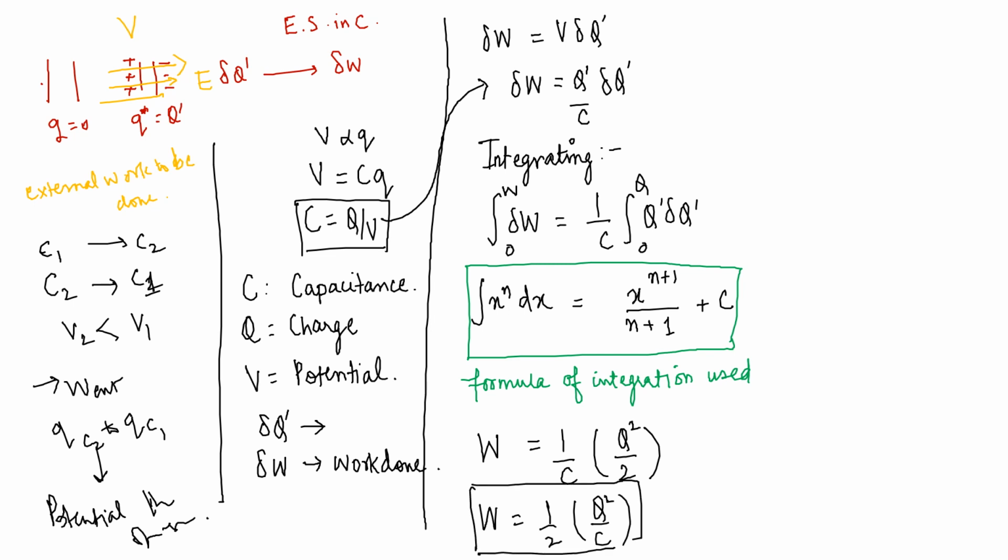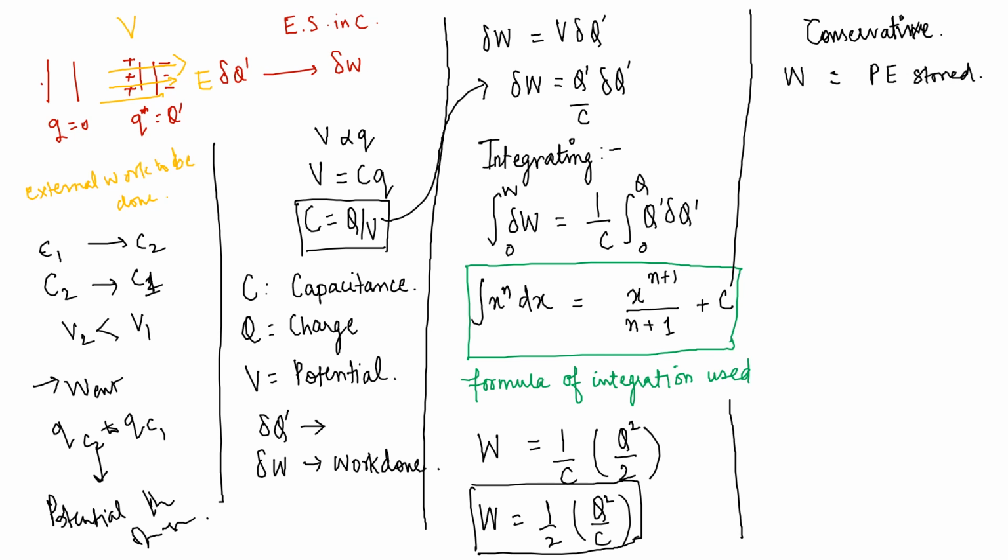As our forces are conservative in nature, work done equals the potential energy stored. So potential energy is denoted by U, which equals work done, which equals half Q square upon C. From this equation, we can write potential energy in various forms. One form is half CV square, the other form is this one.